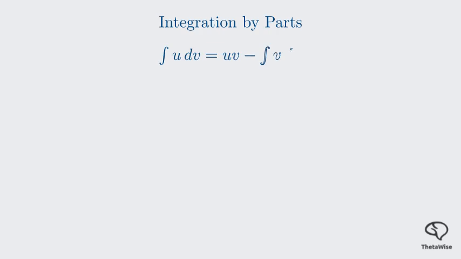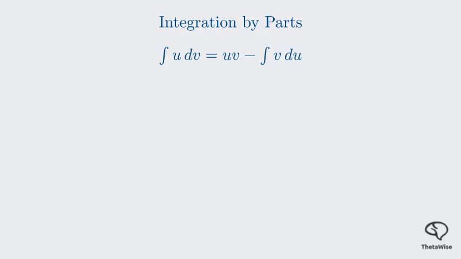We'll start with a method that's essentially the reverse of the product rule for differentiation. This technique is called integration by parts. The formula for integration by parts is derived directly from the product rule. It states that the integral of u times dv is equal to u times v minus the integral of v times du. Let's write that down. The integral of u dv equals uv minus the integral of v du.